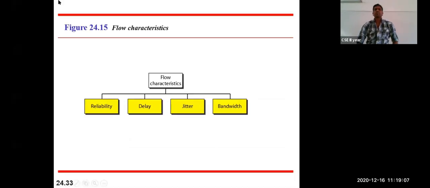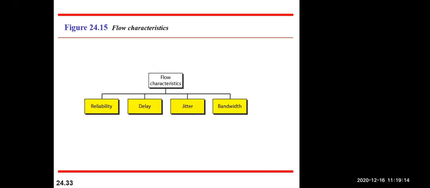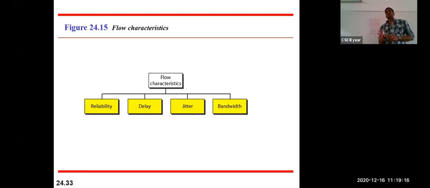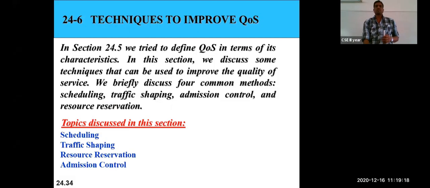Right, can you see it? So 4 flow characteristics: reliability is needed, less delay, no jitter, and high bandwidth, or the required bandwidth has to be given. Done. Let's go now.